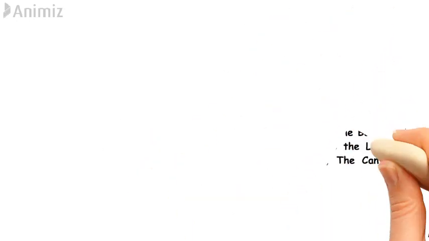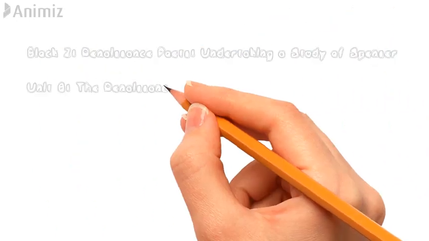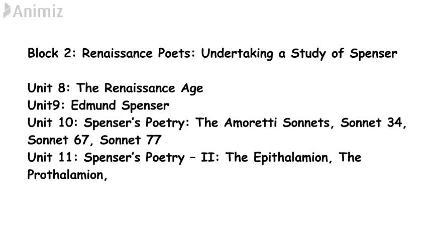Moving to block 2 now, here we see the Renaissance poets being discussed. The most important two poems are Epithalamion and Prothalamion. Both I have covered in the British Poetry playlist, the link of which is given in the description. Do check it out, because these two poems are a must. These are the poems which you don't want to miss.